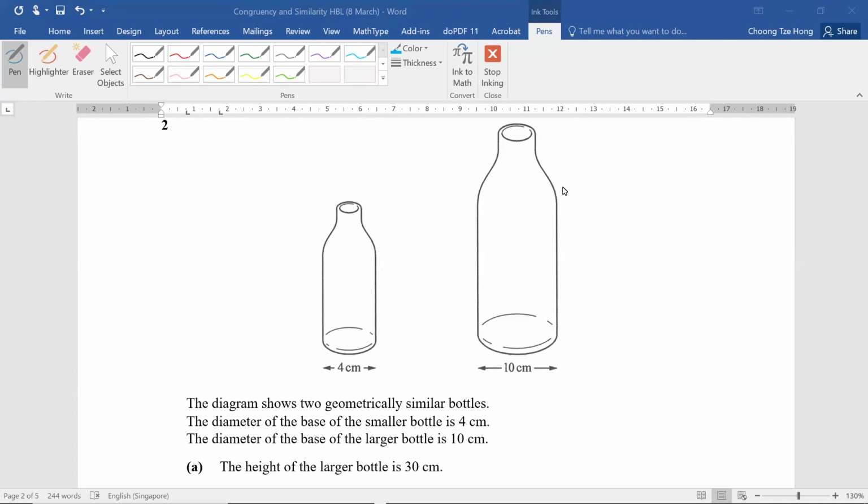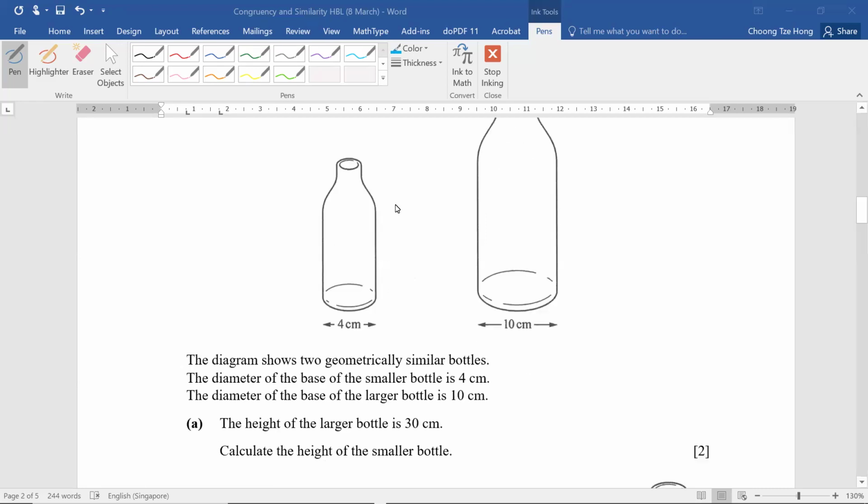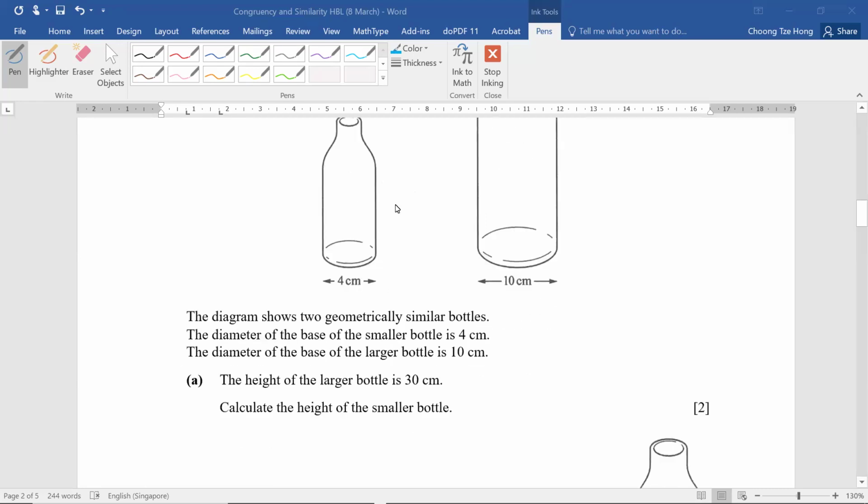The diagram shows two geometrically similar bottles. The diameter of the base of the smaller bottle, which is the smaller bottle on the left, is 4 cm, and the diameter of the base of the larger bottle is 10 cm. The height of the larger bottle is 30 cm. For part A, they want us to calculate the height of the smaller bottle.